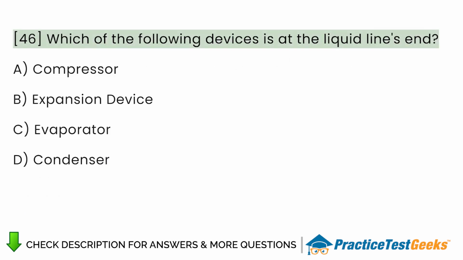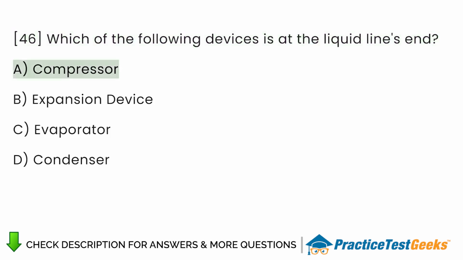Which of the following devices is at the liquid line's end? A. Compressor. B. Expansion device. C. Evaporator. D. Condenser.